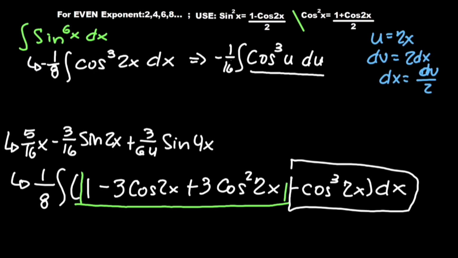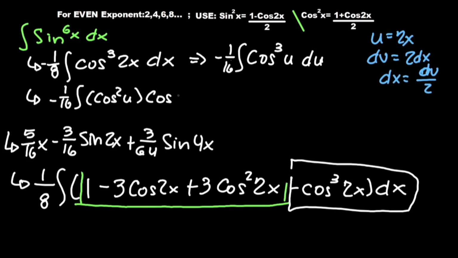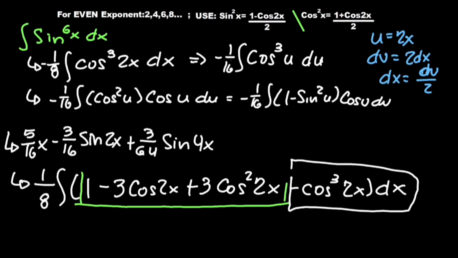Now this looks like the rule earlier. Now what we're going to do here, if you still remember, is to factor out 1 cosine of u. So this would be cosine squared of u multiplied by cosine of u du. So transform this into its identity. So we would have negative 1/16 integral of 1 minus sine squared of u cosine of u du. Let me just make some space here.